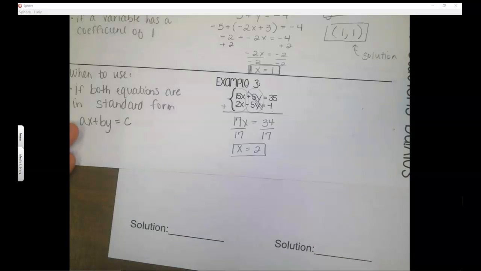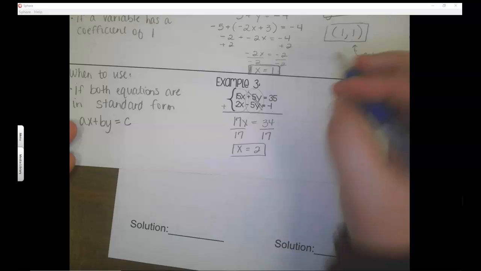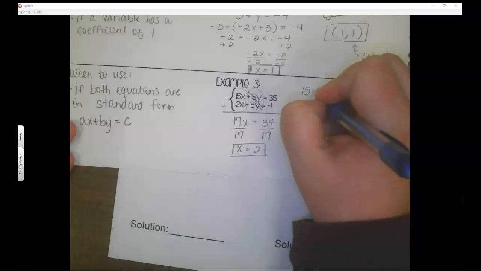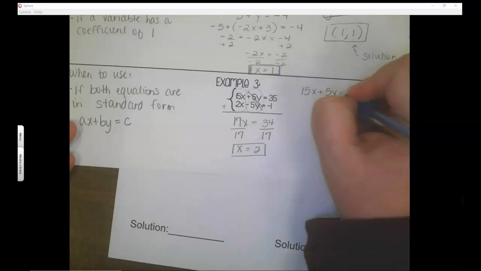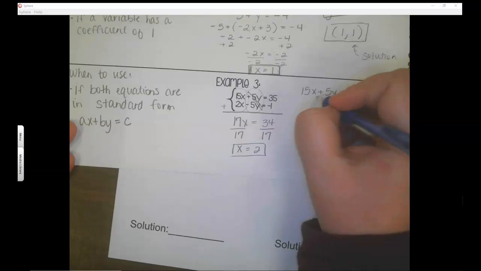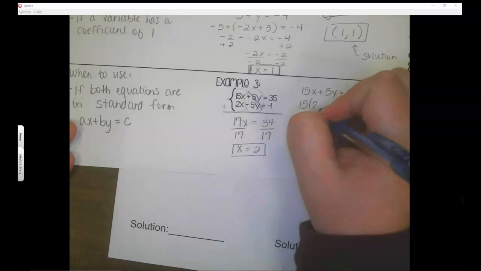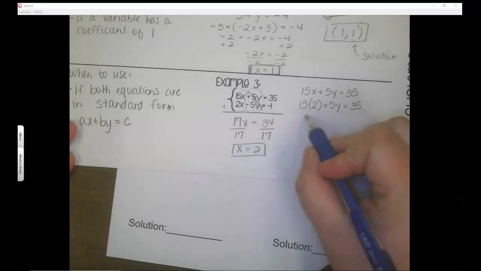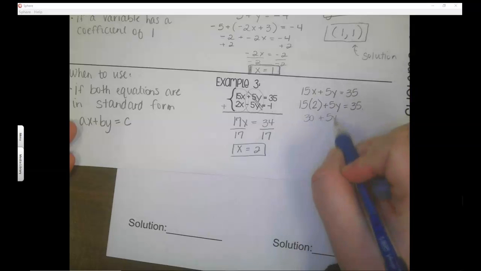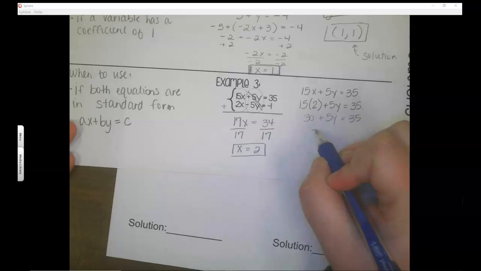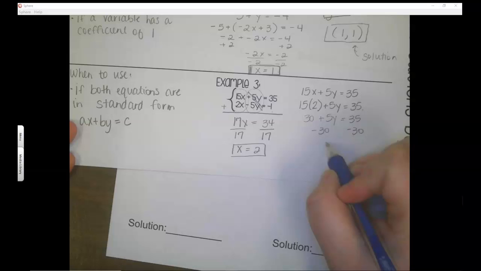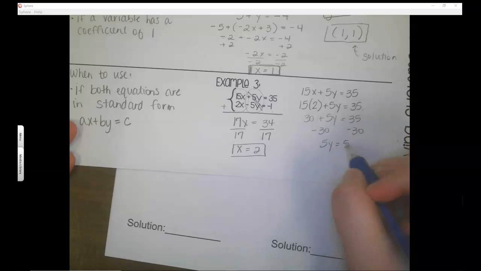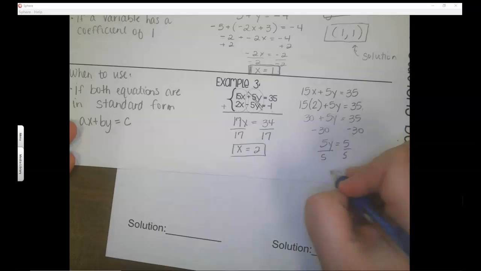Well, now that we have one of our variables, it's really easy. We just have to plug that x in and solve for y. It doesn't matter which one we do, so let's just do the first one. You can plug it into either one of them. So I'm going to plug in my x, 15 times 2, and solve for y. So I get 30 plus 5y. Subtract both sides by 30, divide both sides by 5, and I get y is 1.